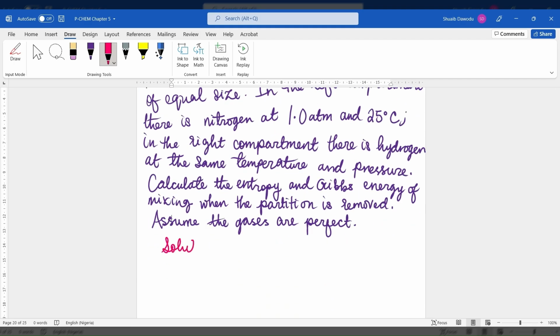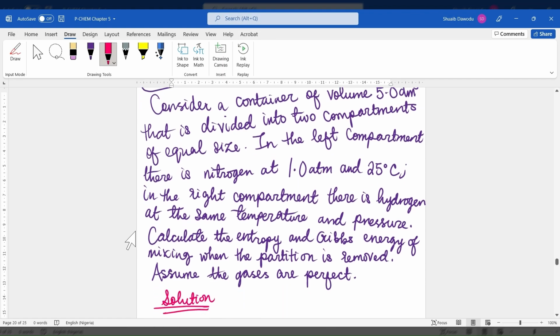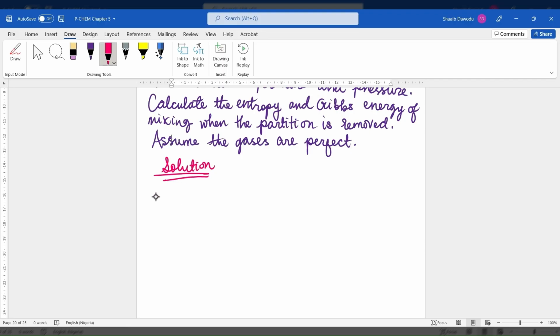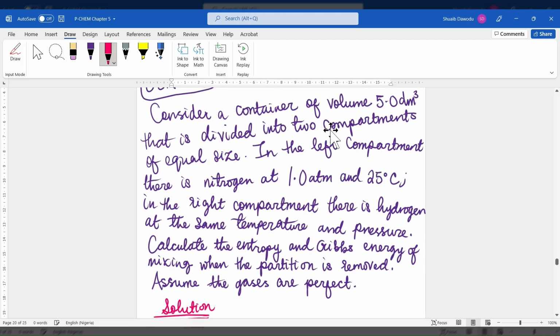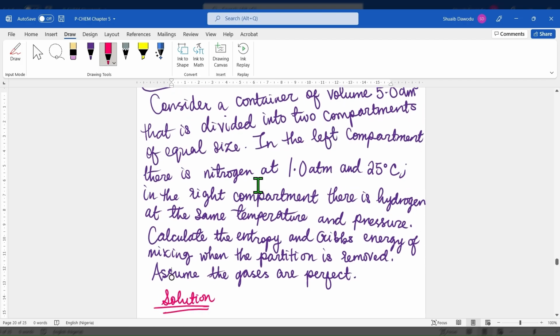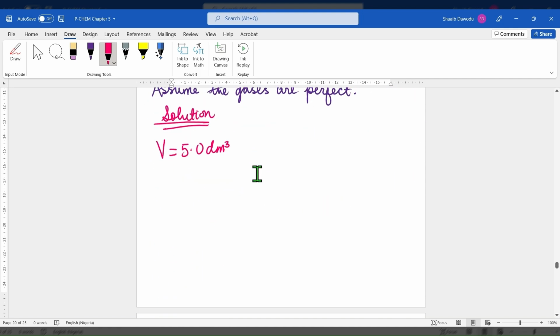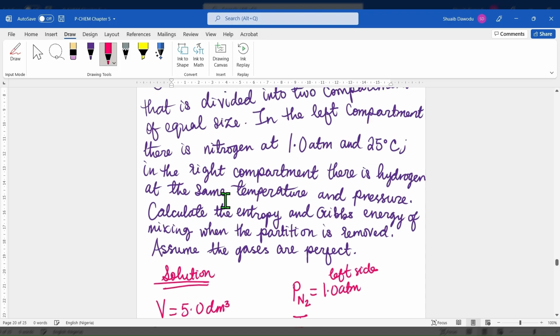So the first thing you have to do whenever you have a question like this is to write out all of the parameters. We're told a container of 5.0 dm cube. So the volume is 5.0 decimeter cube. And then we're told that we're dealing with a compartment divided into two equal sides. The left compartment has nitrogen at 1.0 atmosphere and 25 degrees. So on the left compartment, we have the pressure of nitrogen gas to simply be 1.0 atmosphere. So this is the left side. And then we see that the temperature, we're told, is 25 degrees Celsius.